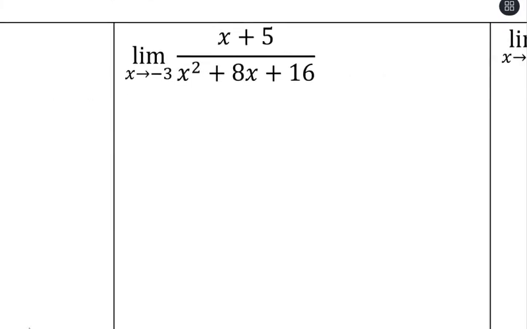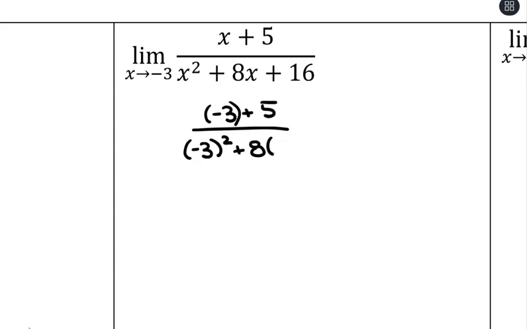The next scenario, what I would really be wary of is plugging into the denominator here. So if I plug in a negative 3, I'd have a 9 minus 24 plus 16. That's all sounding pretty good. So with that, let's go ahead and just plug in. So we'll have a negative 3 plus 5 over negative 3 squared. Why I hesitated there is that sometimes, because of the ones I choose, I almost expected it to fall apart, but it didn't, and that's totally okay.